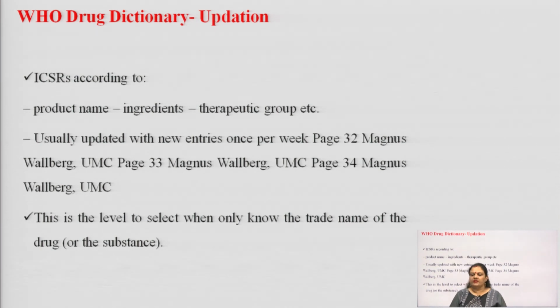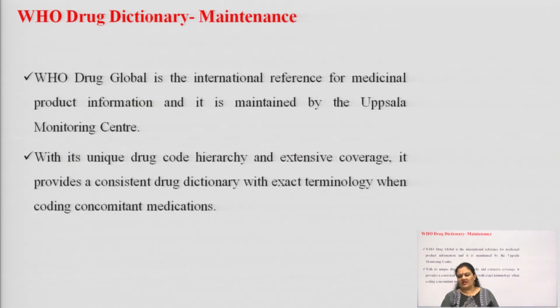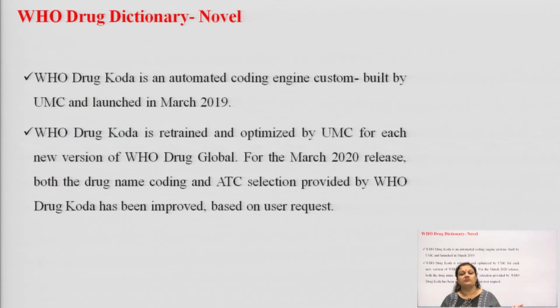The updated version of WHO drug dictionary is as per ICSR. ICSR is the individual case safety report, and in that we have, according to UMC, different pages, page 32, 33 and 34, Magnus Wallberg UMC reports. Then in the last, coming to the maintenance, the WHO drug dictionary is globally maintained as the international reference for medicinal product information, and maintained by the UMC. It is there in the 11 alphanumeric hierarchical code. It will cover a large number of, or we can say, different classes of drugs together.